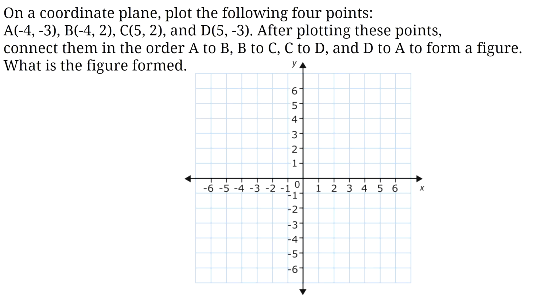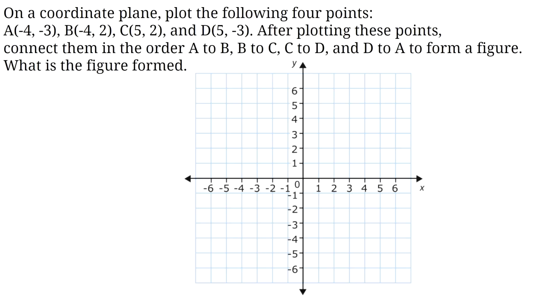On a coordinate plane, plot the following 4 points. A, -4, -3. B, -4, 2. C, 5, 2. And D, 5, -3. After plotting these points, connect them in the order A to B, B to C, C to D, and D to A to form a figure. What is the figure formed? To answer this question, you have to know how to plot points on the coordinate plane and also identify shapes.